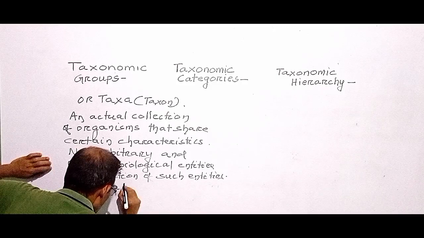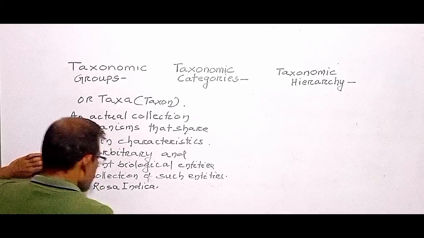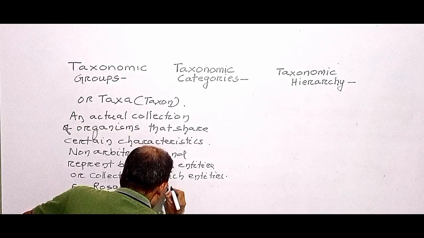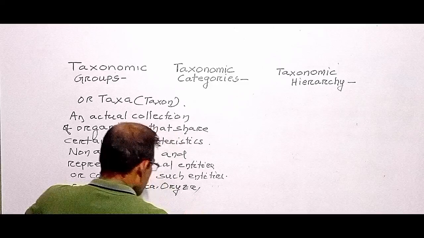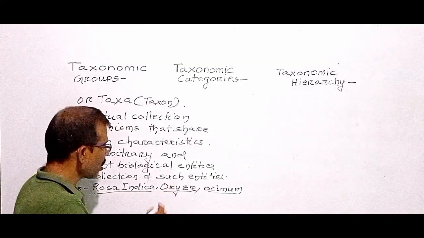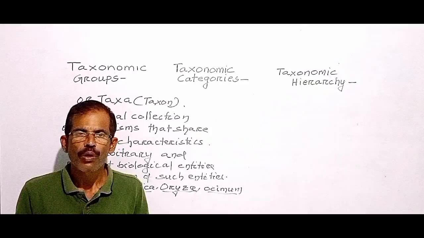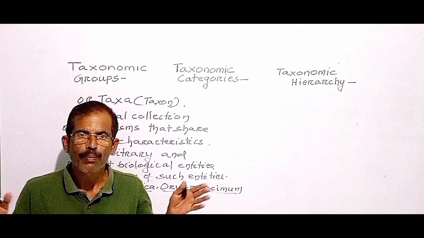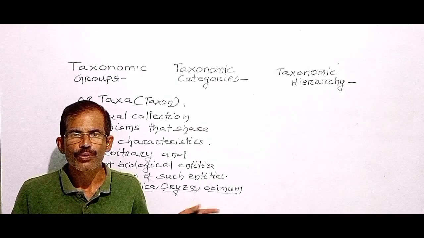Examples are Rosa indica, Oryza, and Pisum. Each one is a taxonomy group. In a group, all organisms share common traits that distinguish them from other groups.